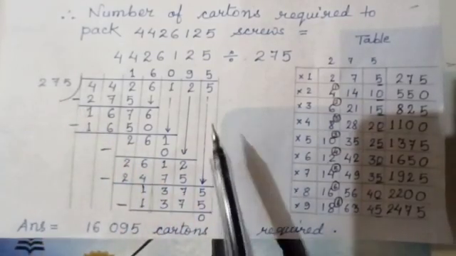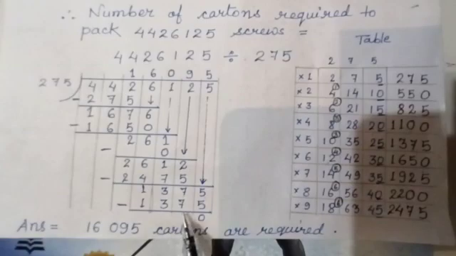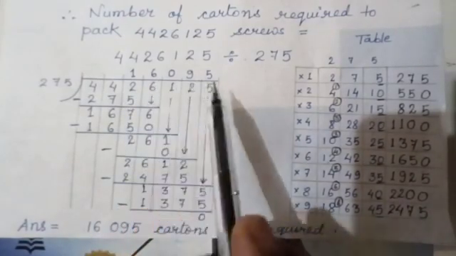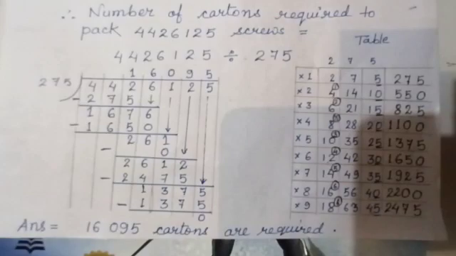275 into 5 is equal to 1375. No remainder is left. Therefore, you can conclude the answer. The answer is 16,095 cartons are required.